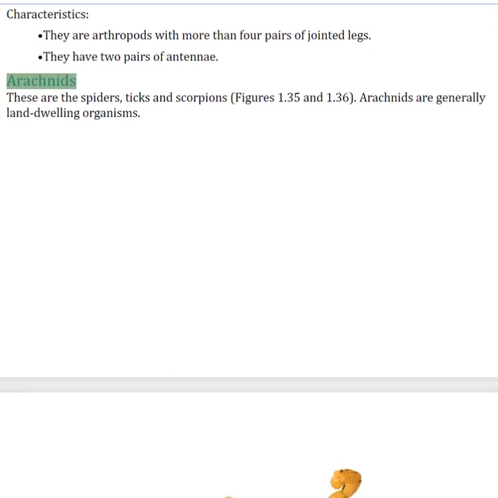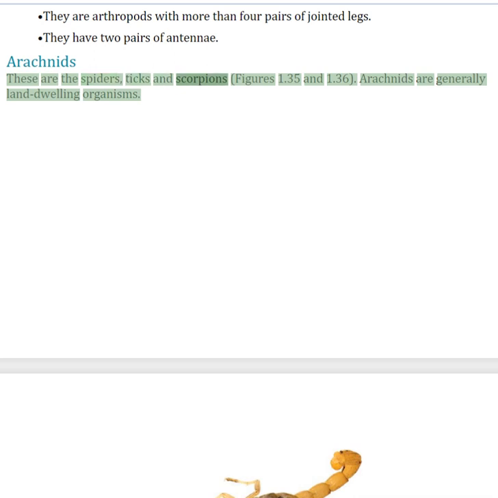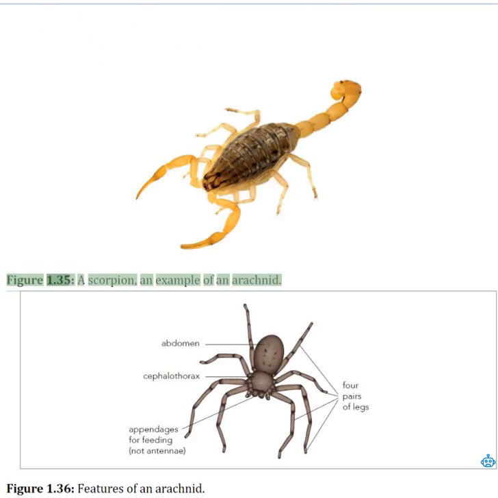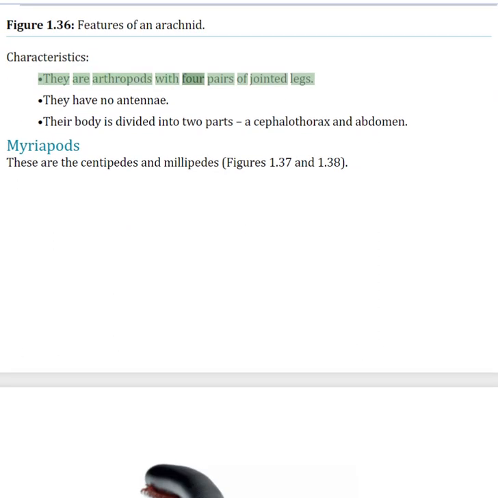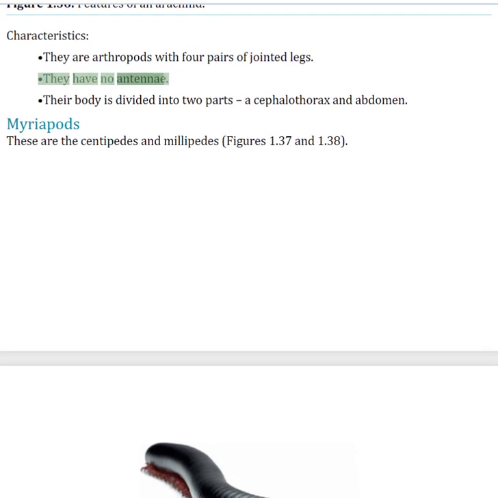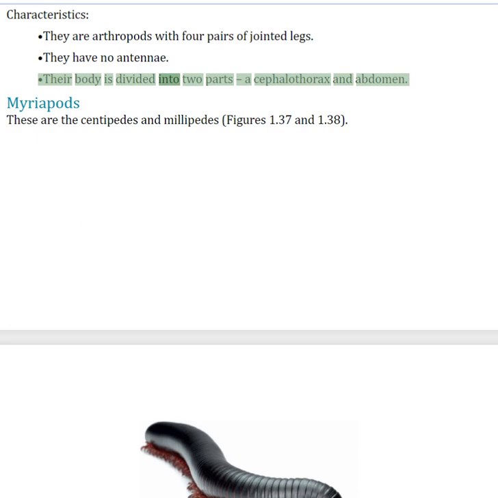Arachnids. These are the spiders, ticks and scorpions. Arachnids are generally land-dwelling organisms. Figure 1.35, a scorpion, an example of an arachnid. Figure 1.36, features of an arachnid. Characteristics. They are arthropods with 4 pairs of jointed legs. They have no antennae. Their body is divided into 2 parts, a cephalothorax and abdomen.